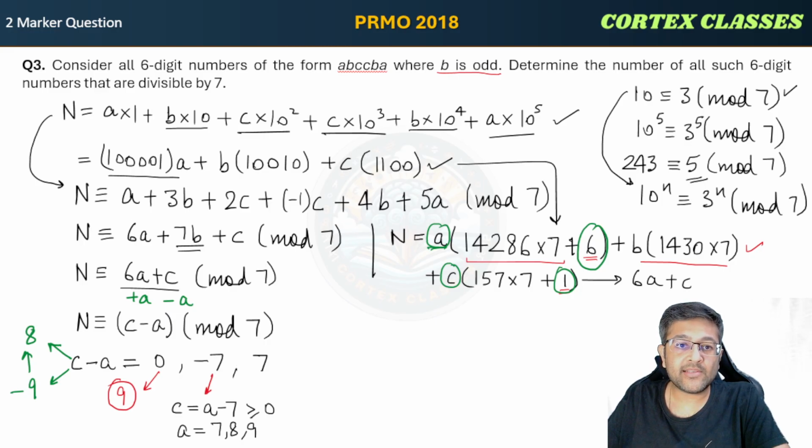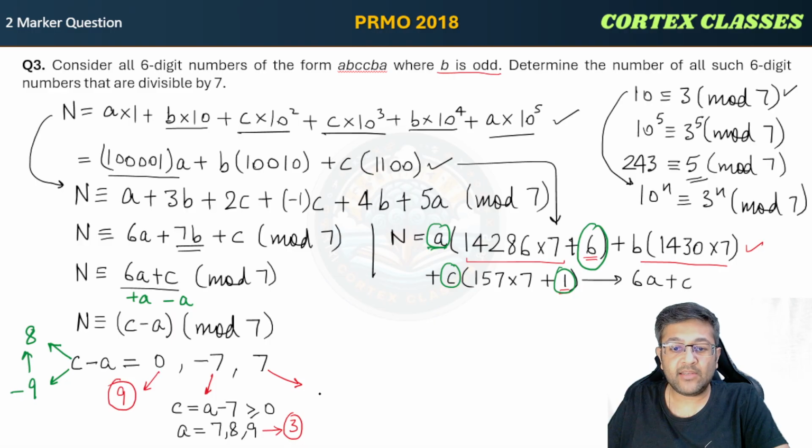So there are 3 cases, right? So these are 3 cases to make the sum, or you can say C minus A, equal to minus 7. How many ways are there? 3, right? Now let's talk about 7. So guys, what will we do here?